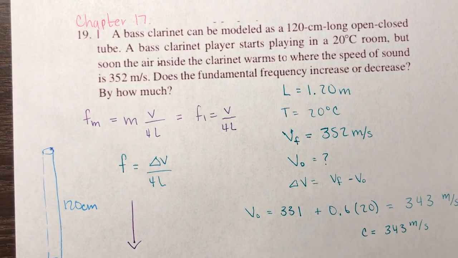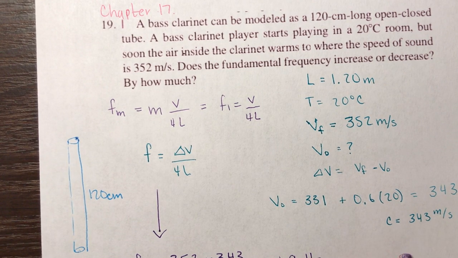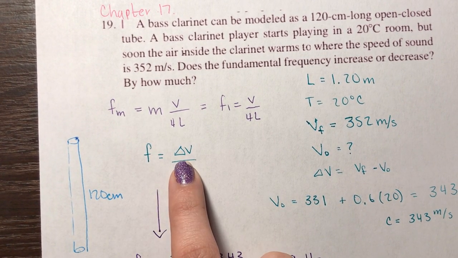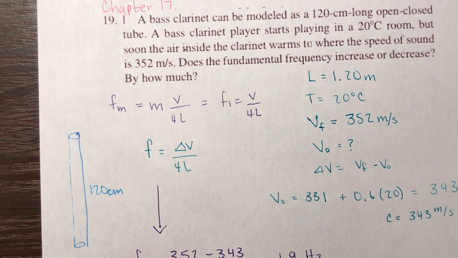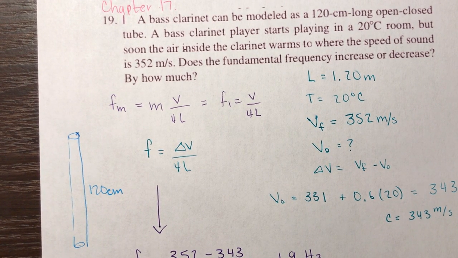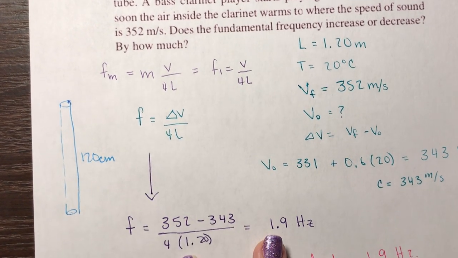We could have just said that it's 343 because it's in standard conditions, which means that it's at 20 degrees Celsius. So to solve for the change in fundamental frequency, we simply take the change in velocity. The change in frequency equals the final velocity, which is 352, minus the initial velocity of sound, which is 343, divided by 4 times 1.2 meters, which is the length of the clarinet.